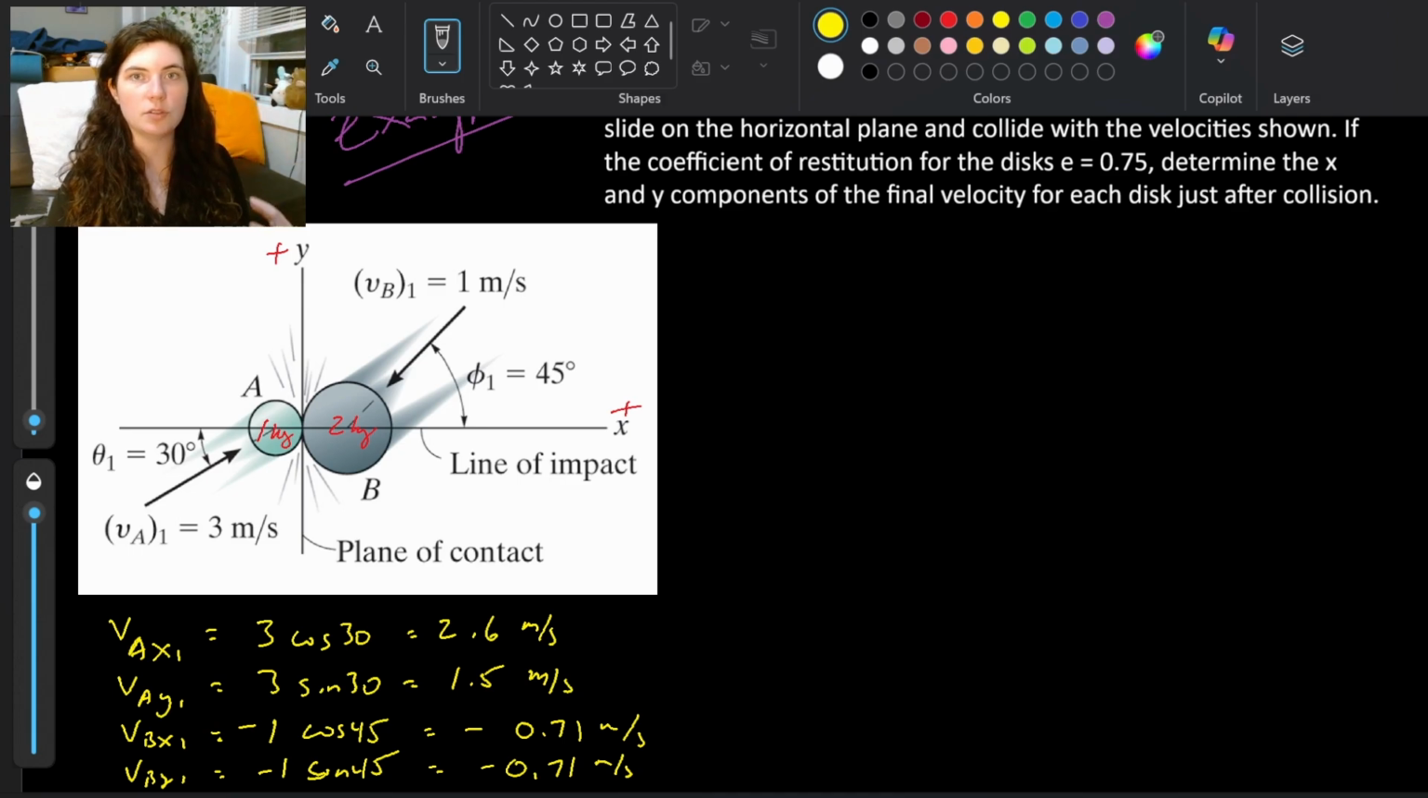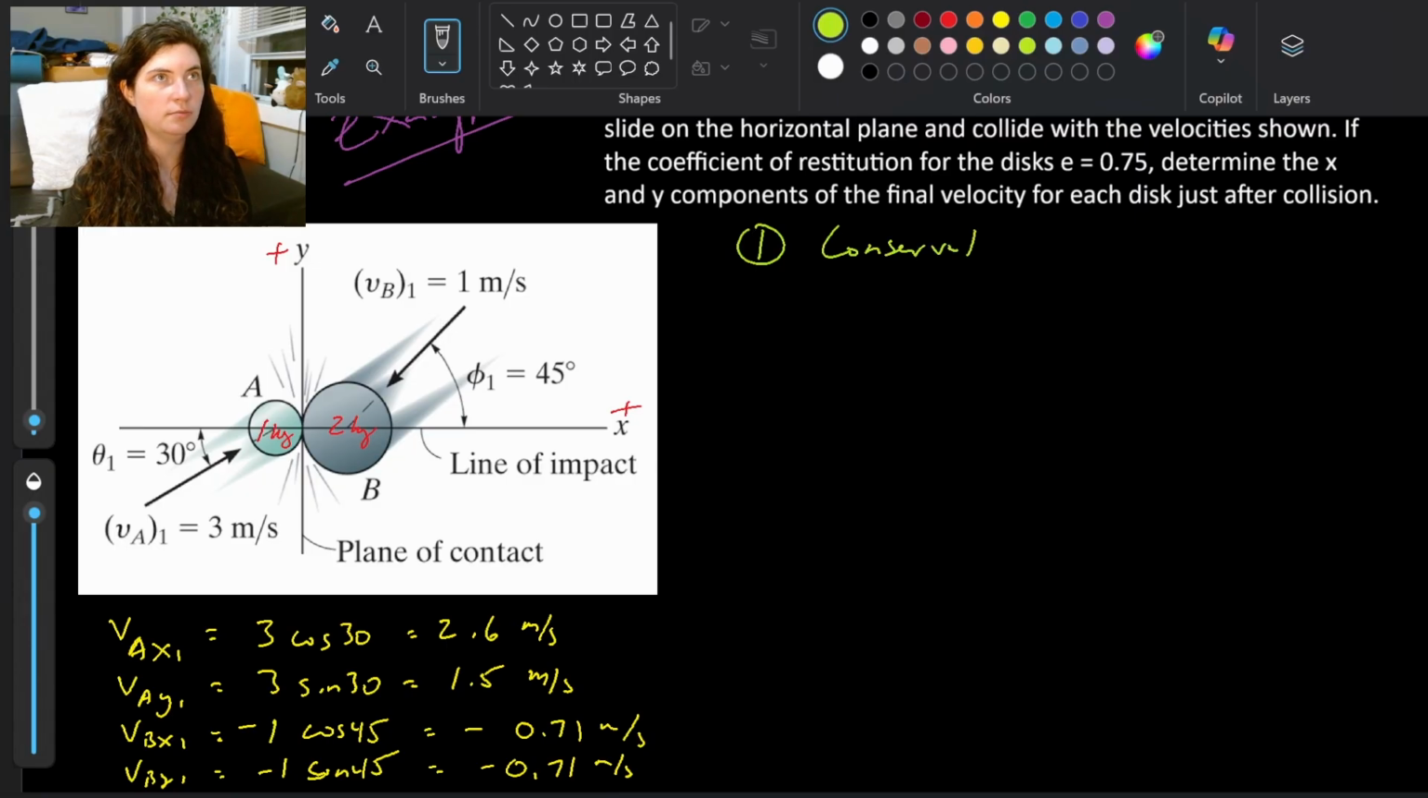So now that I have all of those components, I'm going to do my x-axis equations first. Right, so conservation of momentum and coefficient of restitution. Both of those apply for my x-axis. So first things first, let's do conservation of momentum, x-axis.